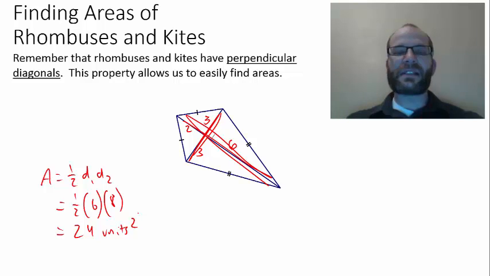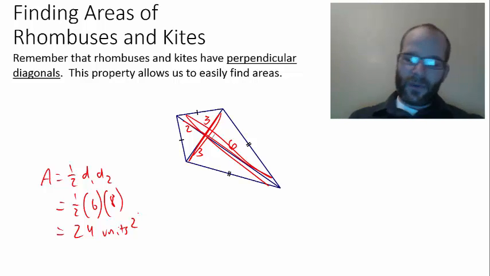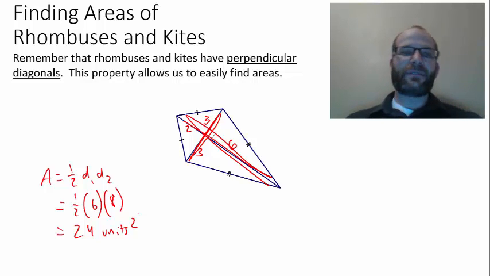Exactly the same process in a rhombus. Same exact formula. A equals 1/2 D1 D2.